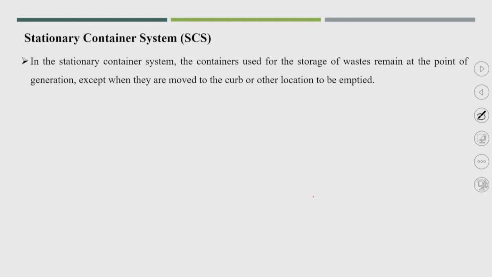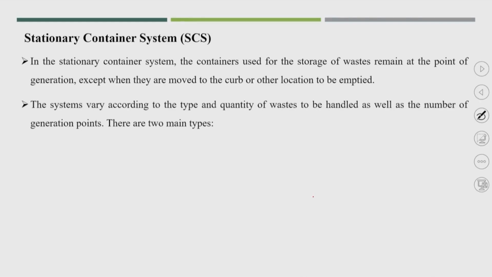Now, the next is the stationary container system. We saw the benefits of the hauled container system. Now, we will go for the stationary container system. In the stationary container system, the containers used for the storage of waste remain at the point of generation, except when they are moved to the curb or other location to be emptied.